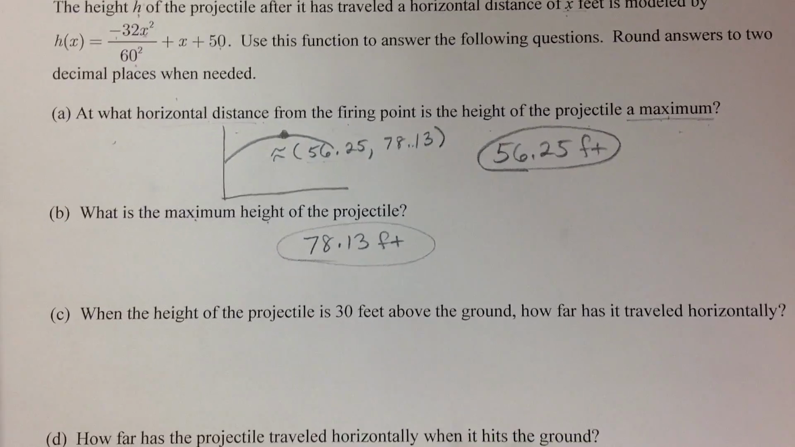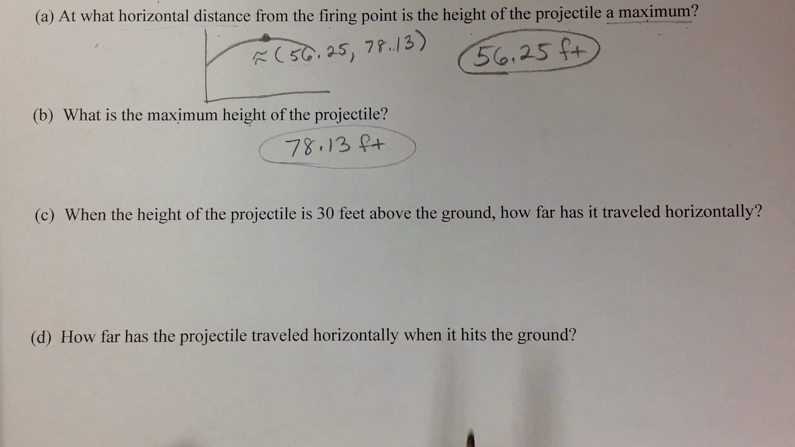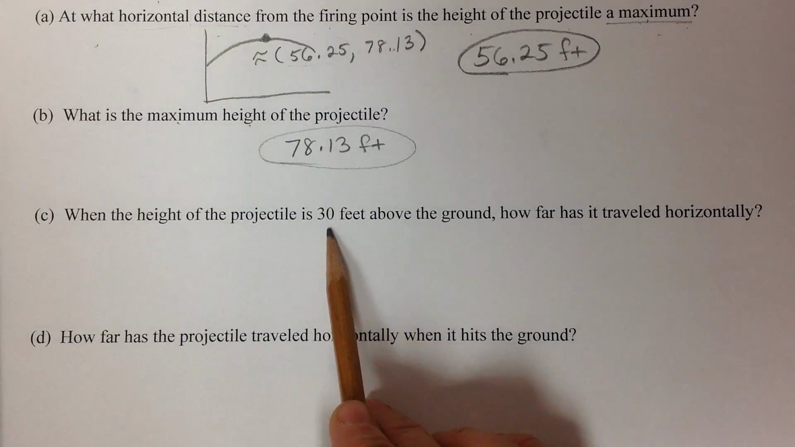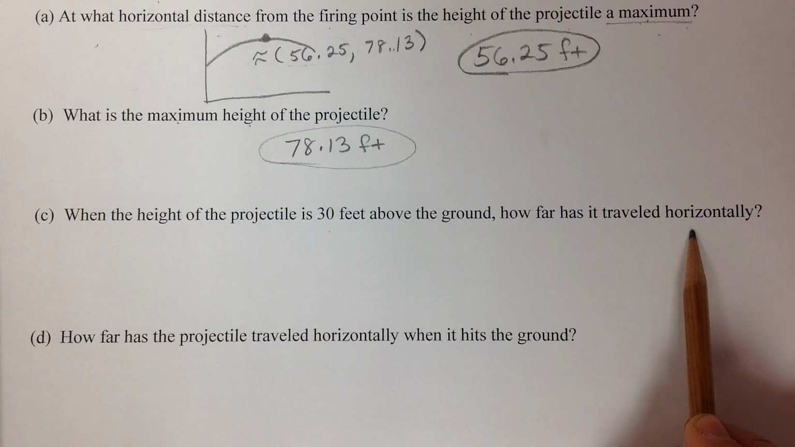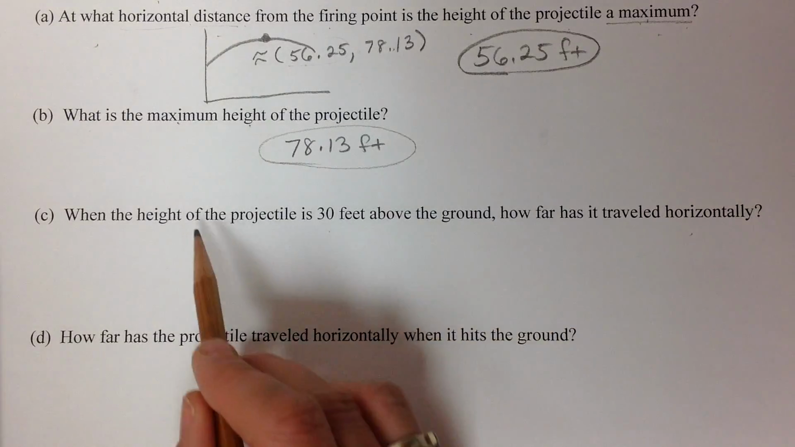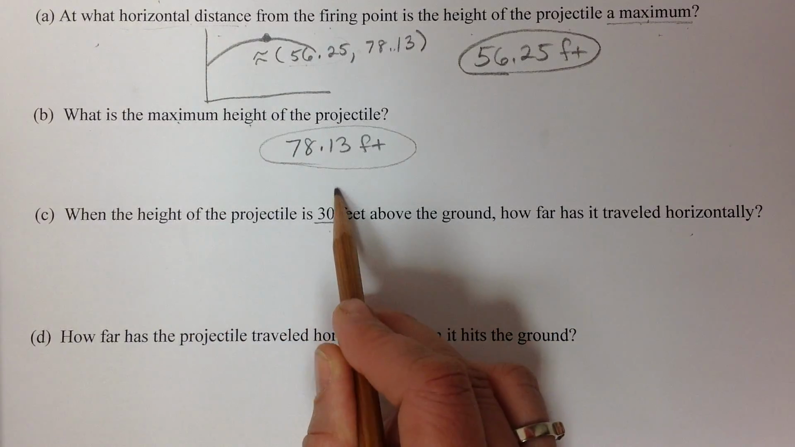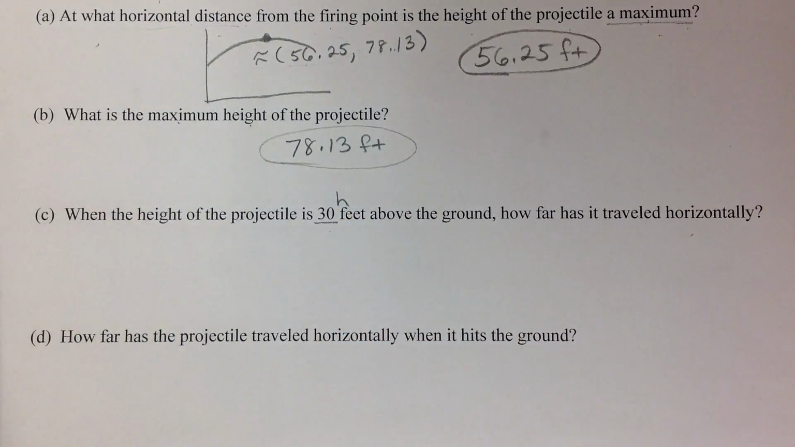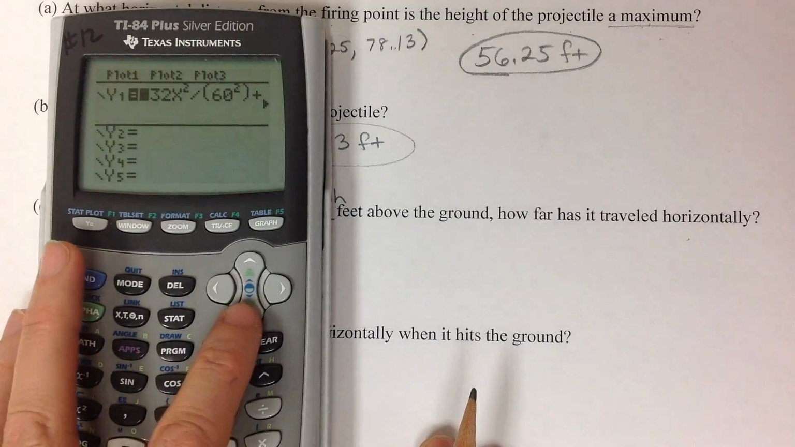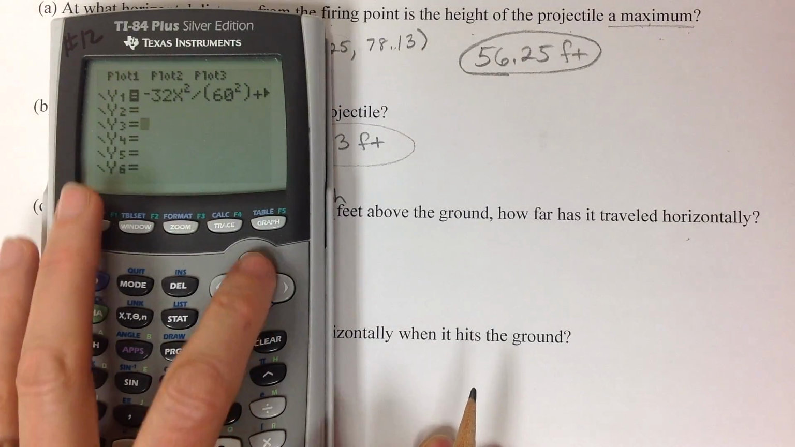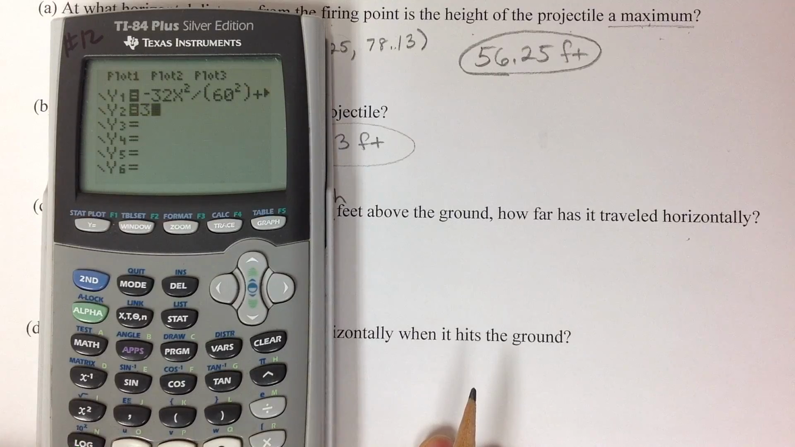Okay, now what about these other questions? Part C. When the height of the projectile is 30 feet above the ground, how far has it traveled horizontally? This is telling me the height. So graphically, what I want to do is compare that to a height of 30. So I'm going to put that on my y2.